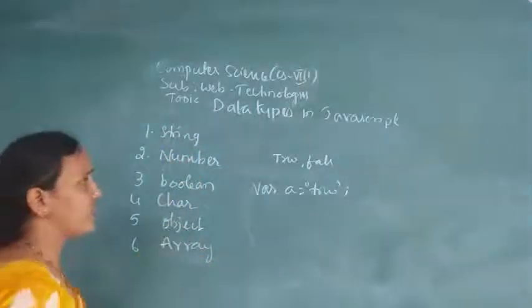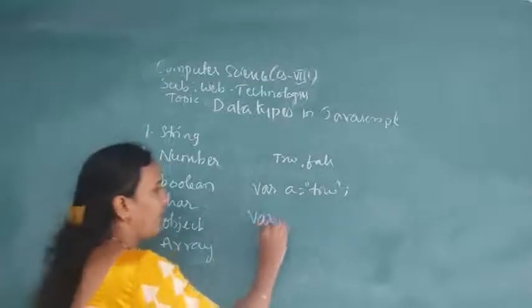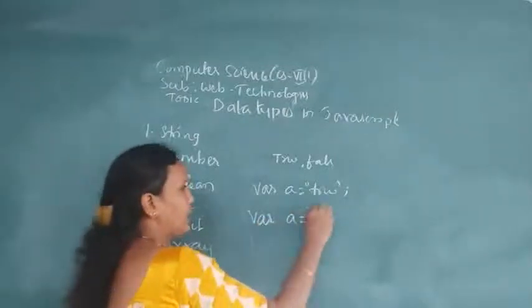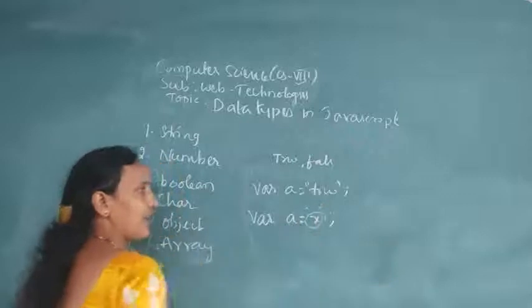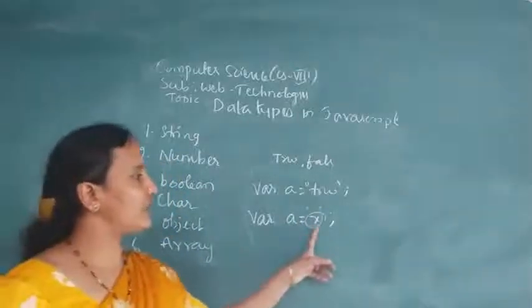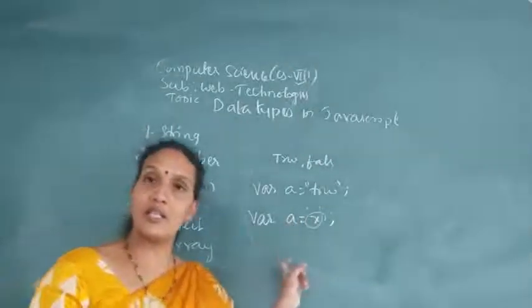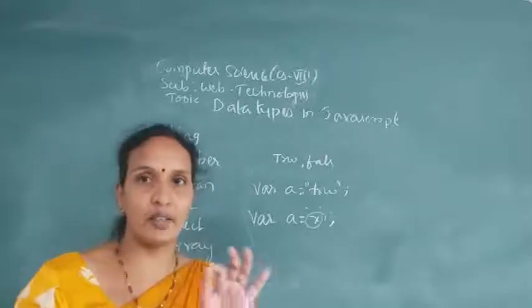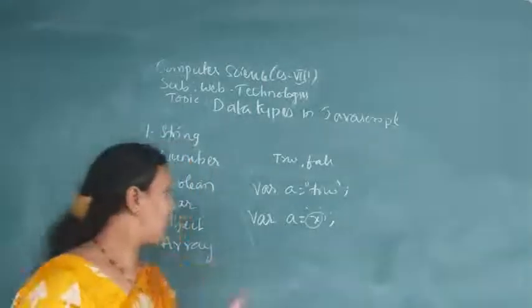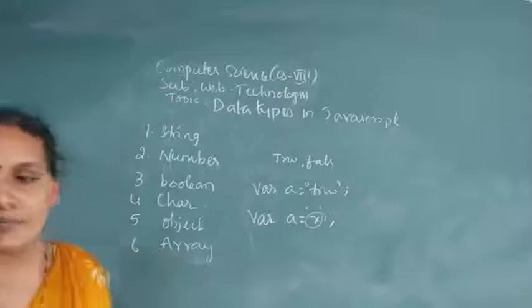Now the next one is a char. Example, var a equals x. So this is a character, and we are assigning this character to a variable. So this data type is called the character data type. Okay. Now the next one is the object.